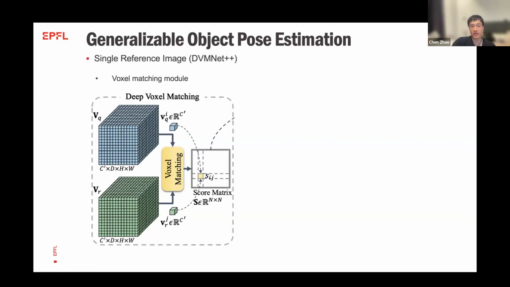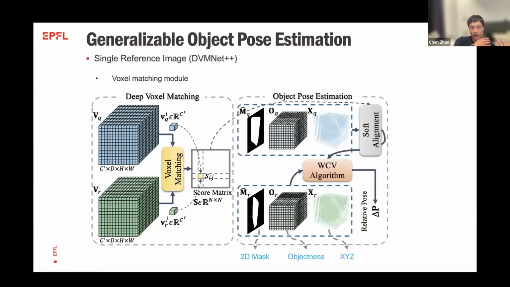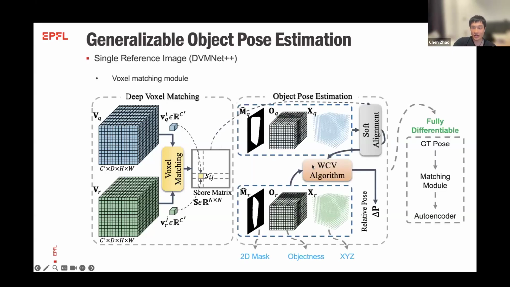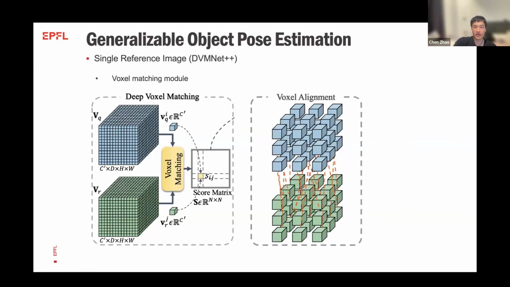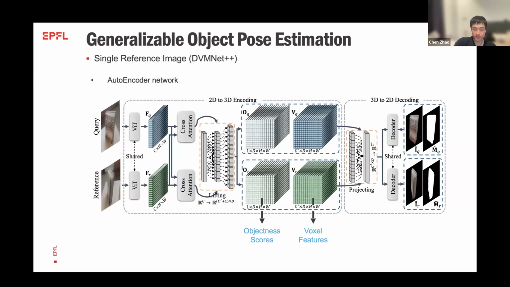It's quite familiar with point cloud registration, and the goal is to somehow align the 3D voxels in these two 3D volumes. And here we have some algorithms, which I'm not going to introduce in detail, but in general, we just want to make the whole pipeline fully differentiable. So in this case, we can directly use the ground truth object pose information to supervise the training of this matching module and also the training of this autoencoder.